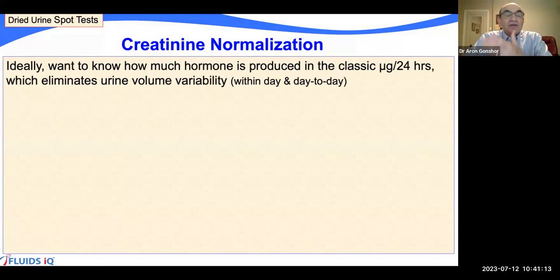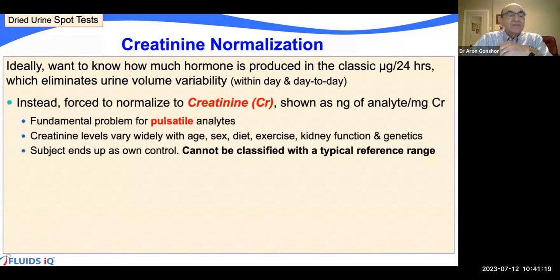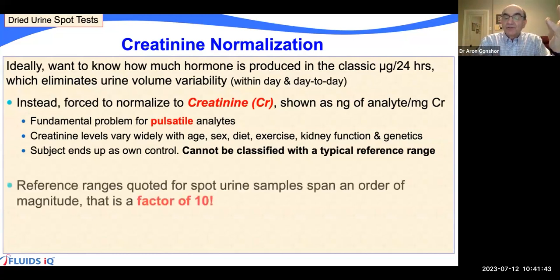And that is a way of eliminating all of this urine volume variability within day to day, etc. Well, instead, with a spot test, you're forced to normalize, as I said, to creatinine. And that's a fundamental problem, as we said a few moments ago, for pulsatile analytes. And so for all these reasons where it can vary, the subject ends up as their own control. And it can't be classified with a typical reference range.